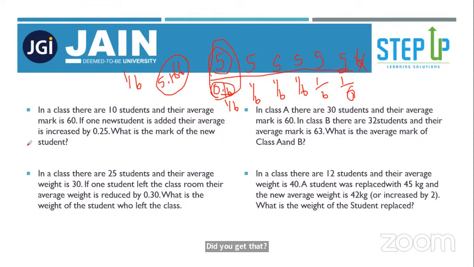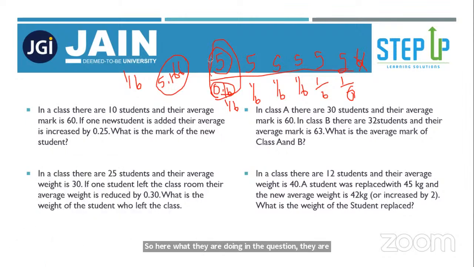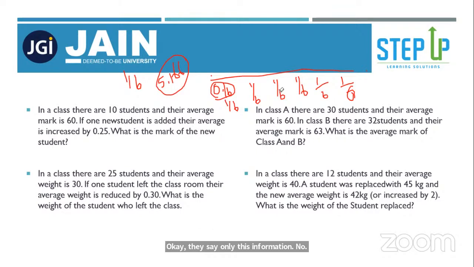So here what they are doing in the question is they are not telling you that you had 5 chocolates. They're just telling you that each and every head is increased by 1 by 6, or 0.166. They say only this information. Now, one new person came inside and it increased by 0.166, so everybody's count is increasing. Are you getting it? Yeah, I get it.